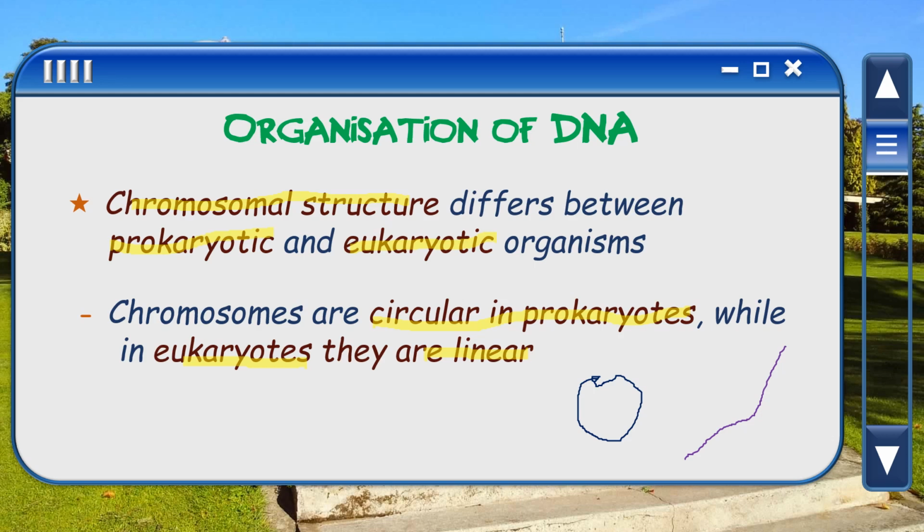Prokaryotes are organisms or cells that don't have a nucleus, or membrane-bound organelles. Whereas eukaryotes are organisms that have a nucleus, and also have membrane-bound organelles.